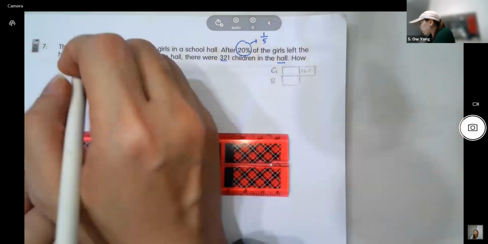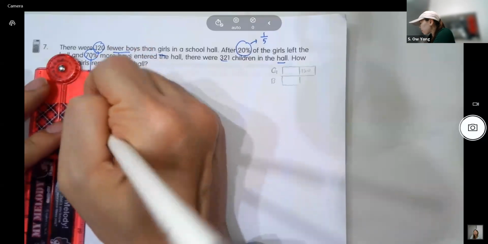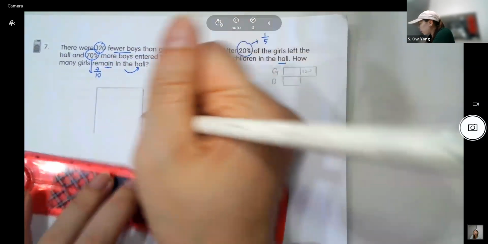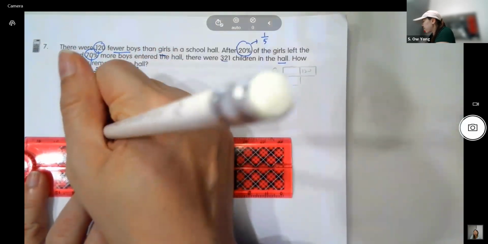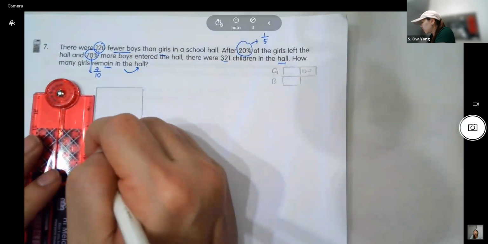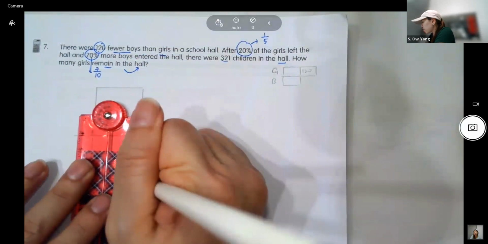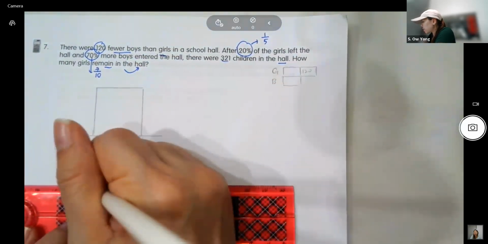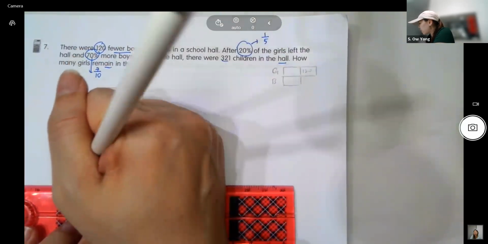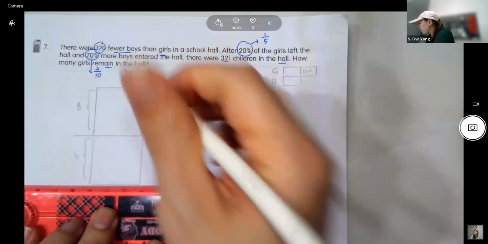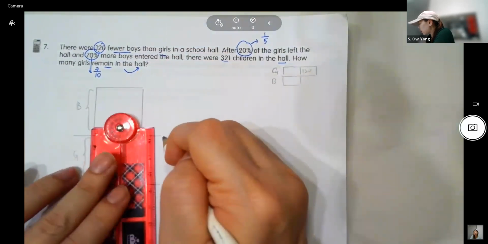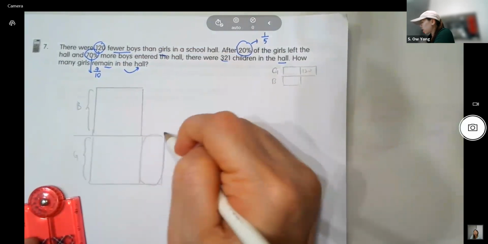But I'm going to show you boys. Draw big, draw big. And girls, I'm going to draw the same size first. So this is the boys. This is the girls. With the 120, maybe I draw outside here. So this whole thing is 120.